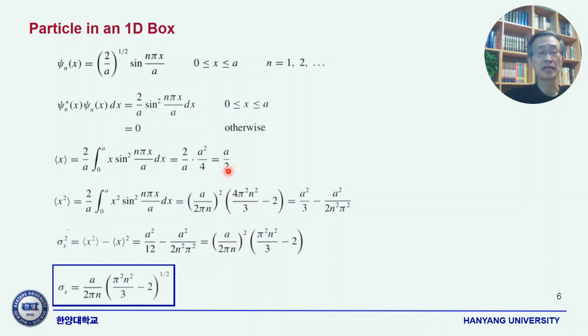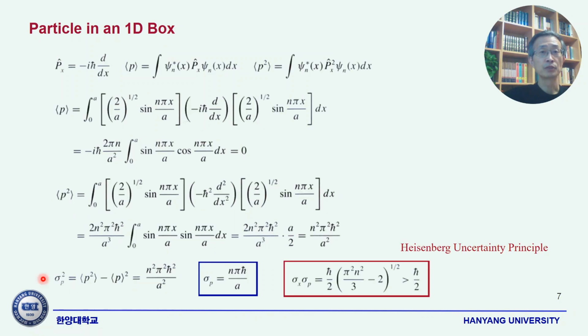So x average squared is a squared over 4. Then you do the calculation and reduce this into this form. Because this is in squared form, the standard deviation is the square root of this. So sigma x, now without the square, is a over 2 pi n times the square root of n squared pi squared over 3 minus 2. So you obtain this uncertainty in position.